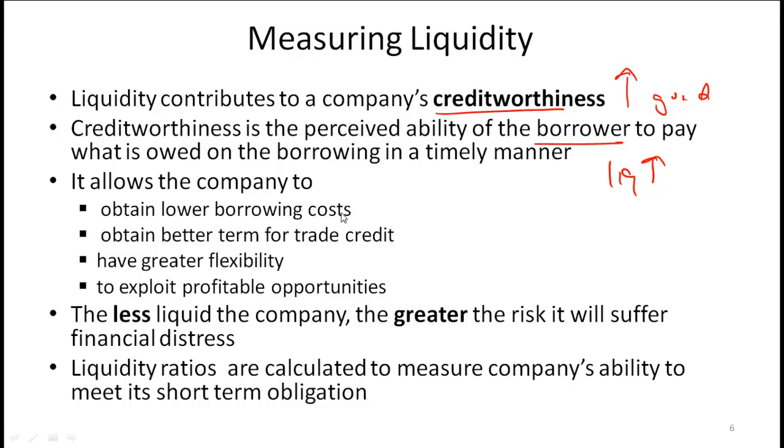In other words, one of the factors that a bank will look at when it determines what rate to lend you at is how good your liquidity position is. So if your liquidity position is good, you can typically negotiate favorable interest rates. If your liquidity position is bad, then your rates might be too high, or banks might refuse to lend money in the first place. It also allows you to obtain better terms for your trade credit.